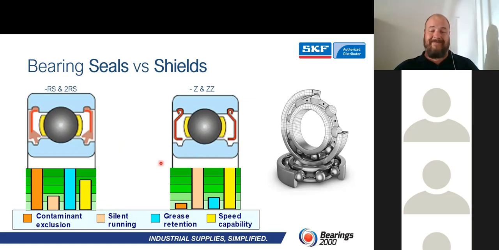And then we look at grease retention, keeping the grease on the inside. Of course, there the 2RS beats the ZZ again. And then your speed capability: because of the friction, and that being a rubber seal, that would generate some heat. And then, of course, you would have a melting temperature on these seals. Okay, so that is just the difference between the seals and the shields.